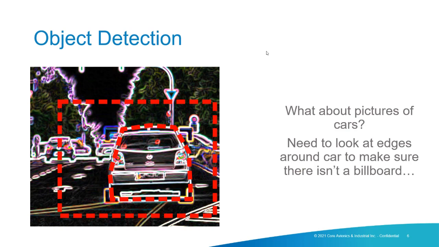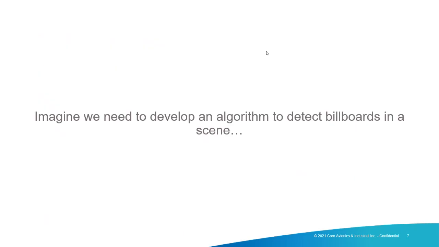So it's a car on a billboard, or it's a poster that has a picture of a car on it. Now we need to start looking at objects that are around the car or image that we're looking at to make sure it isn't a billboard, that it isn't a poster. So imagine we need to develop an algorithm to detect billboards in a scene.